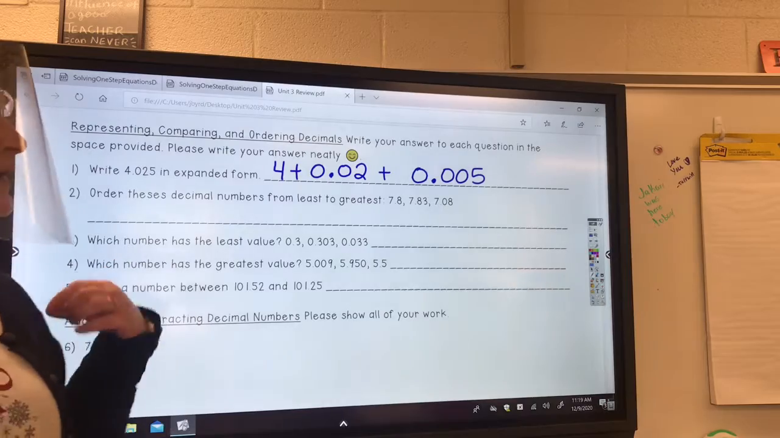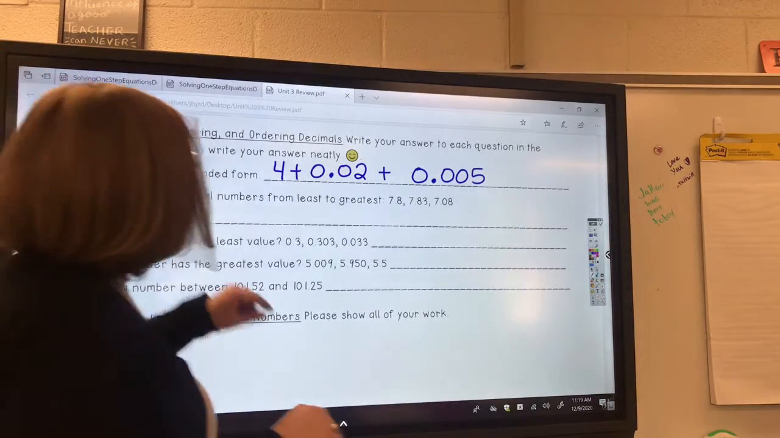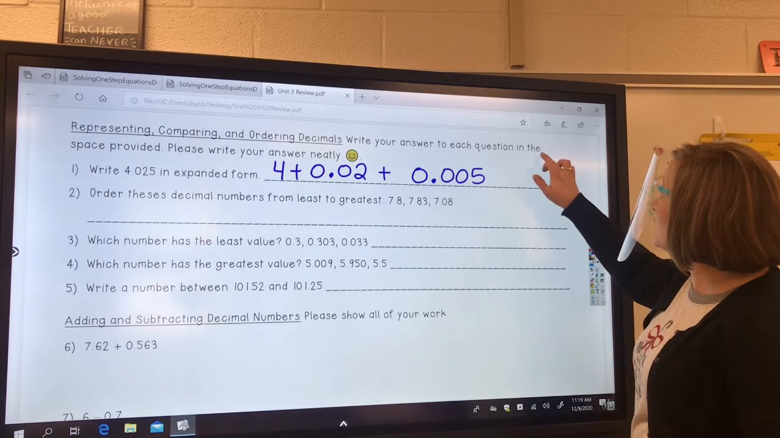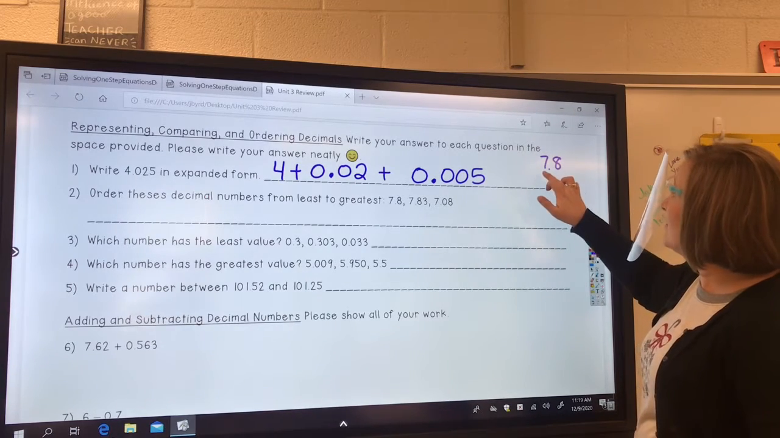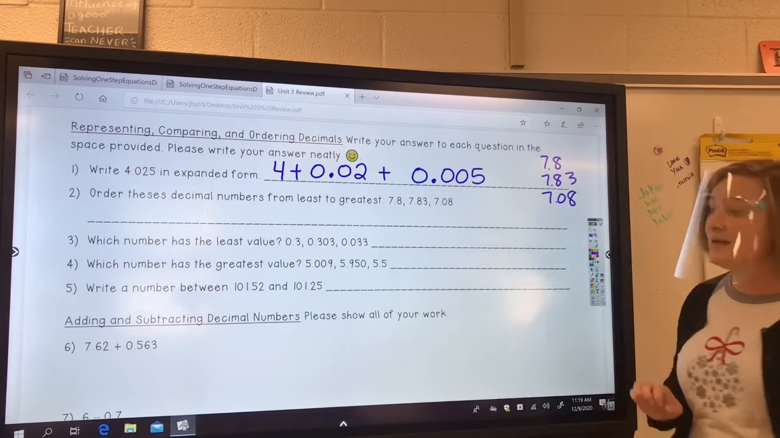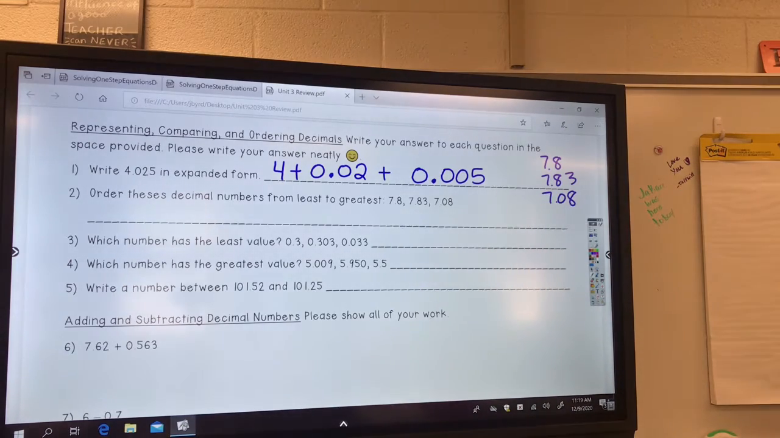Write with my finger. Order these decimals from least to greatest. When we are ordering from least to greatest, first we need to write them up and down. Okay? Then we need to put zeros anywhere that there's a blank spot. Do we have any blank spots up there that need a zero? The first one.